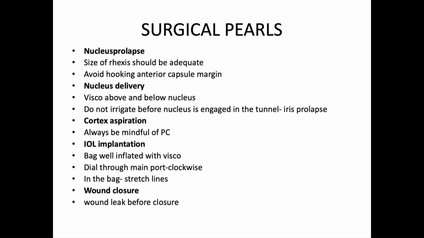And implant the IOL in a bag well inflated with visco. And dial through the main port in a clockwise direction. Main port is safe to dial. And in the bag, placement is indicated by stretch lines of the posterior capsule. And always make sure there is no wound leak before closure. If you are in doubt, put sutures.